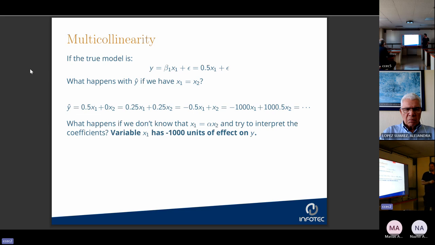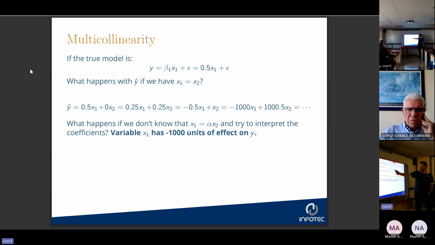Why don't many people include so many variables in this kind of model? The answer is multicollinearity. Multicollinearity is a problem because if we include multiple variables in our study, it's difficult to interpret, for example with very correlated variables. Here we have an extreme example. This is our real model.